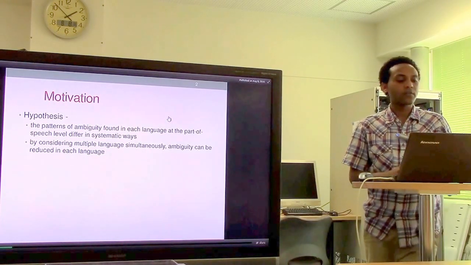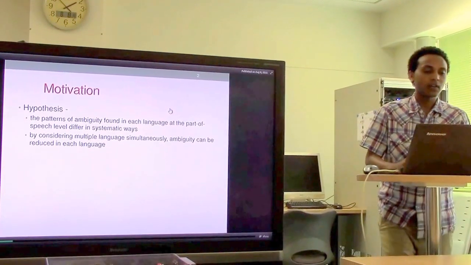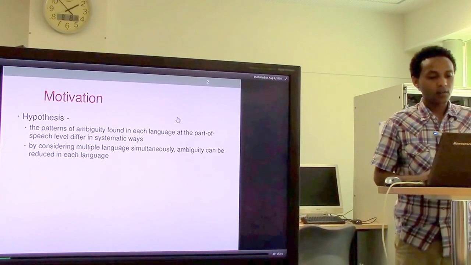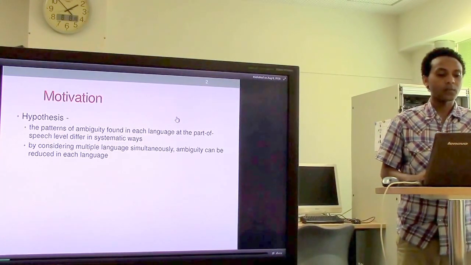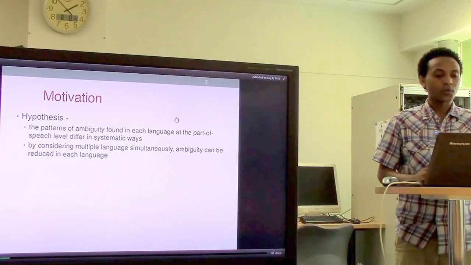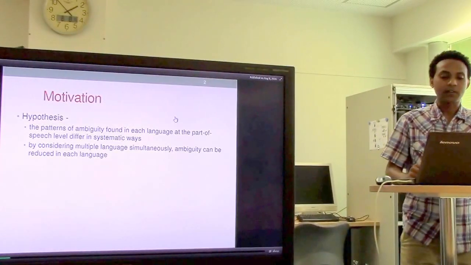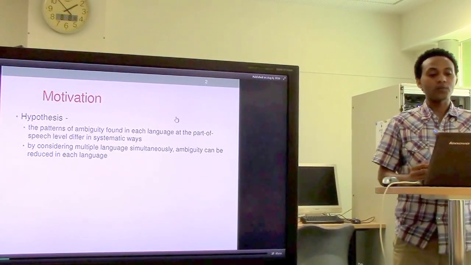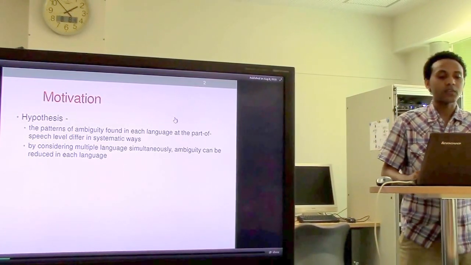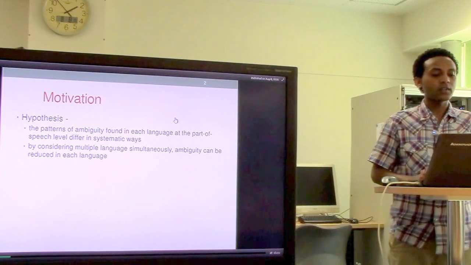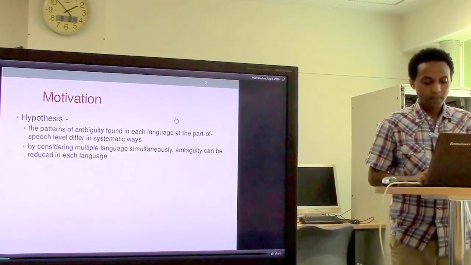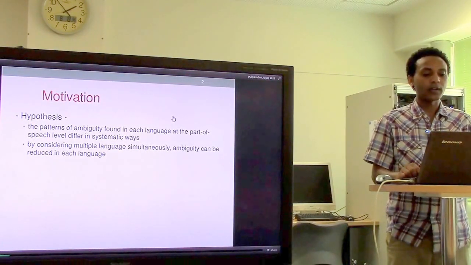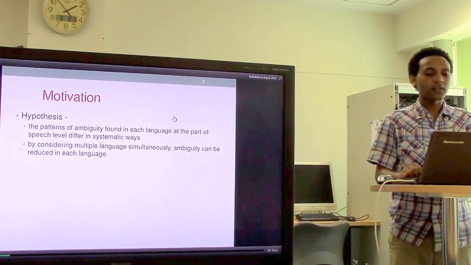So the motivation of this paper is the authors hypothesized that the patterns of ambiguity found in languages at the part of speech level may differ in systematic ways. So by using these patterns, it's possible to find information from one language and use it to disambiguate part of speech in other languages. So by considering multiple languages simultaneously, ambiguity can be reduced in each language. So by using this motivation, they developed a multilingual learning approach to disambiguate part of speech tags in different languages.